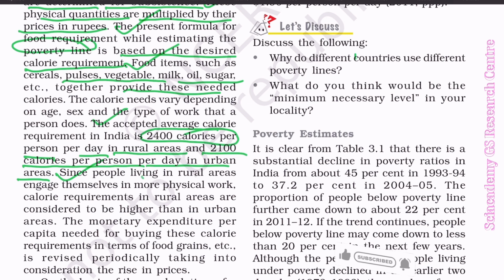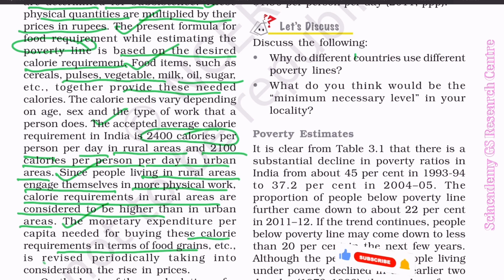Since people living in rural areas engage themselves in more physical work, calorie requirements in rural areas are considered to be higher than in urban areas. The monetary expenditure per capita needed for buying these calorie requirements in terms of food grains, etc., is revised periodically, taking into consideration the rise in prices.